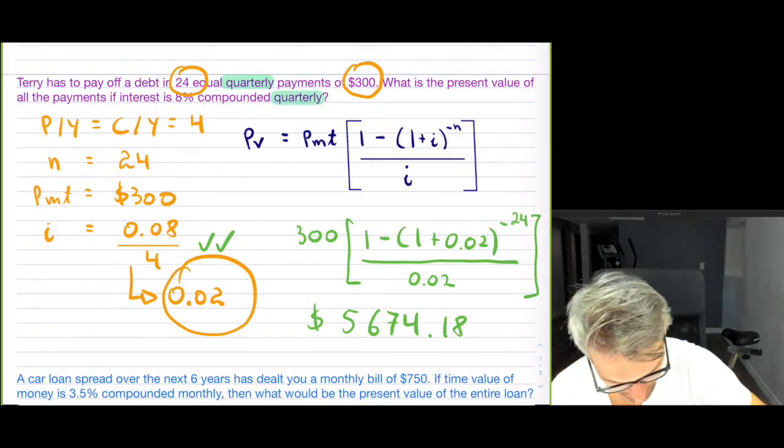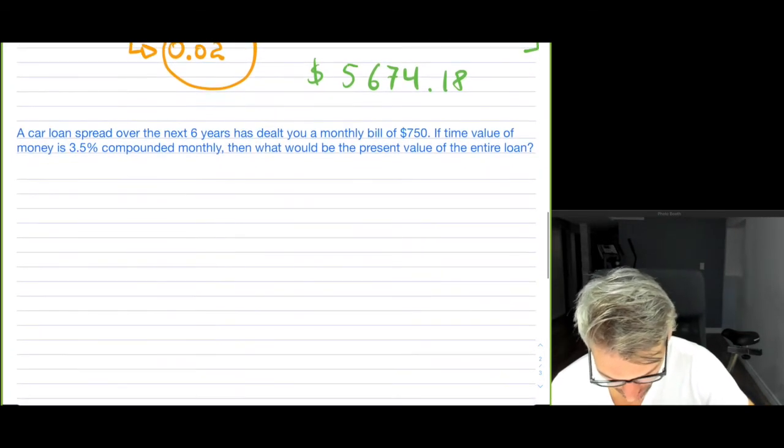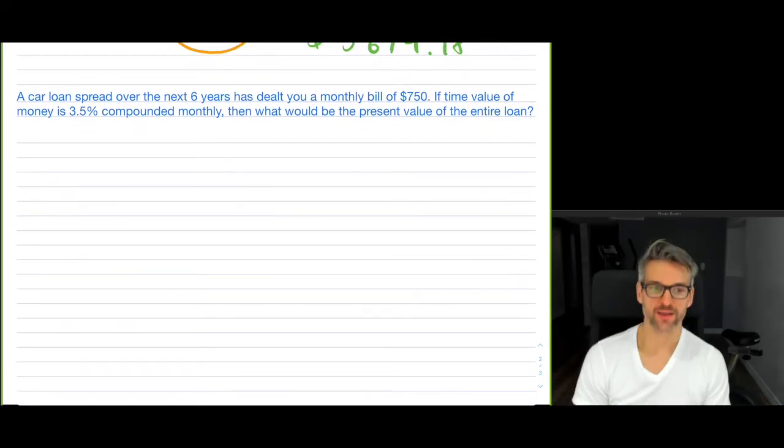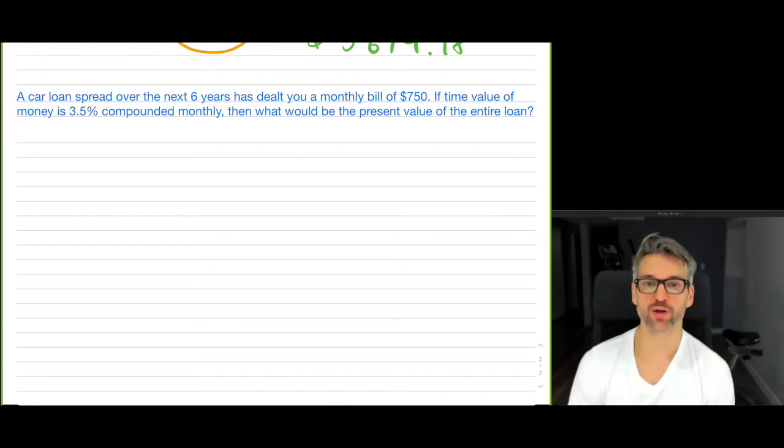Let's remove this calculator and show you one more example so that you can see this in action, and I encourage you to try it on your own. This is a neat one. You have a car loan spread over the next 6 years, and you have been dealt with monthly bills of $750. So you have payments to pay.